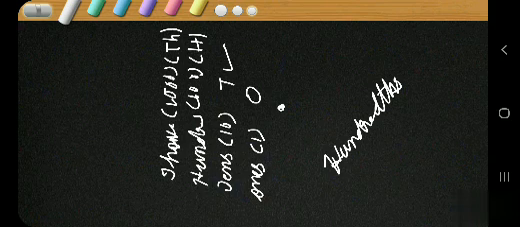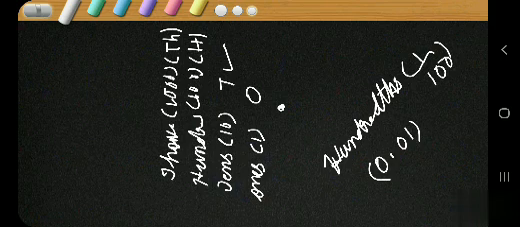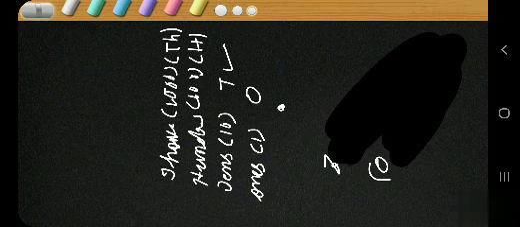Hundredths place. After tens place we have hundredths place. It is denoted by 1 by 100, which is equal to 0.01, and it is denoted by the symbol small letter h. So the second place after the decimal point is known as hundredths place, and it is denoted by the symbol small letter h. Okay, and it goes on like this.